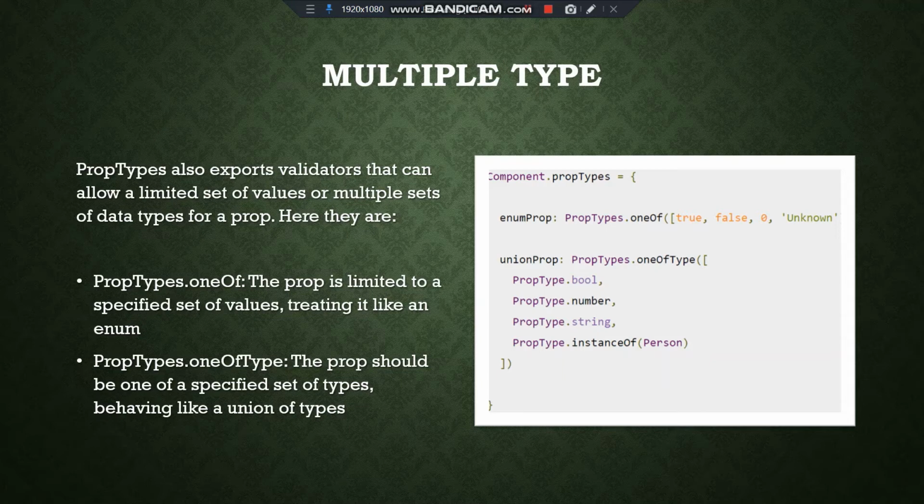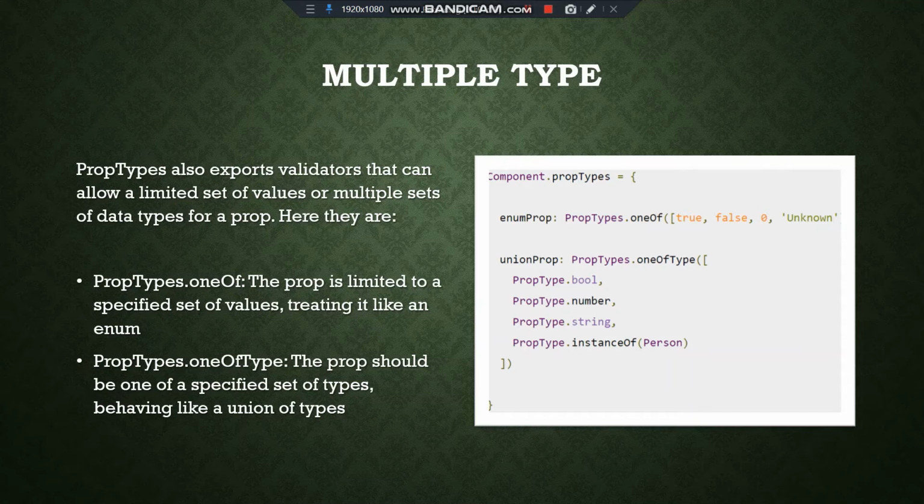Now, the next type is multiple types. You might have come across this in your projects many times, so let me explain this. PropTypes also exports validators that allow a limited set of values or multiple sets of data types for a prop. Here they are.